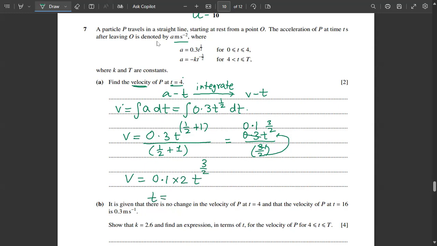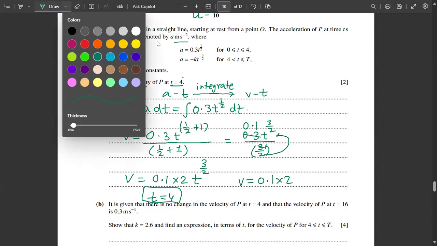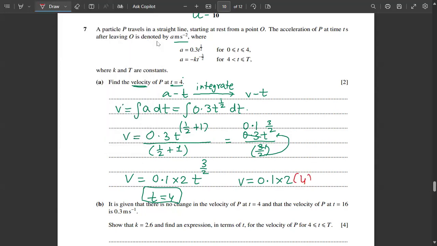Now time should be equal to 4. So velocity will be equal to 0.1 into 2 into t raised to 3 by 2, where t will be 4. So the answer for velocity, if I put this in the calculator, 0.1 into 2 into 4 raised to 3 by 2, is 1.6 meter per second. So that means the velocity of P at time 4 is 1.6 meter per second.